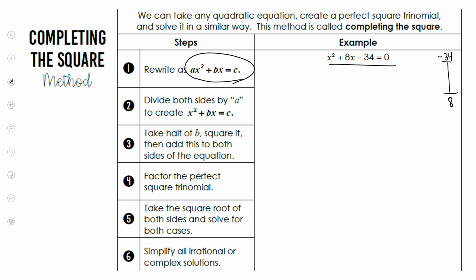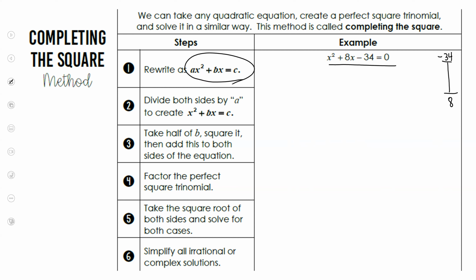Step 2, it says divide both sides by a. Guys, do I have an a value? What's my a value in this scenario? 1. So I don't really have to divide everything by 1. It'll just remain the same. Let's move on to step 3.